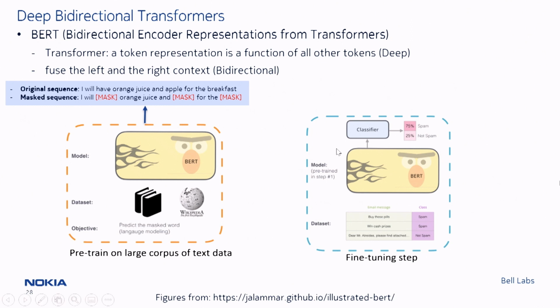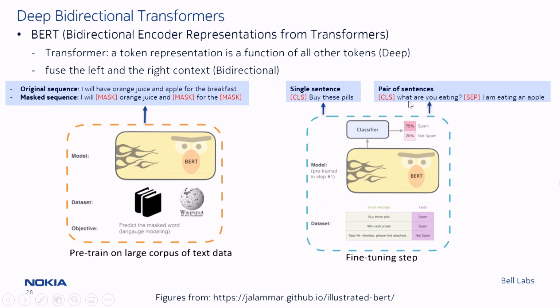For the fine-tuning steps, there are actually two settings, the single sentence and the pair of sentences. The single sentence is related to cases where we have a single input, for example, document classification. And for a pair of sentences, we have two inputs, for example, in document retrieval we have the document and the query, or in question answering we have the question and the answer.